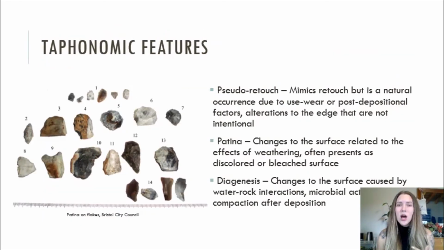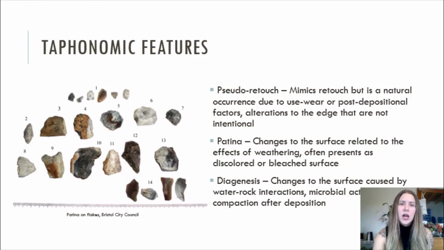For all types of lithic artifacts, cores included, taphonomic features should be addressed as well. These include things that may alter the appearance of the artifact that are not intentional and not related to the production of the artifact. And there are several things to look out for, the first being pseudo-retouch. Pseudo-retouch mimics retouch, but is a natural occurrence due to either use wear or post-depositional factors, such as alterations to the edge that are not intentional, related to deposition, such as trampling, or just other forms of taphonomic influence.